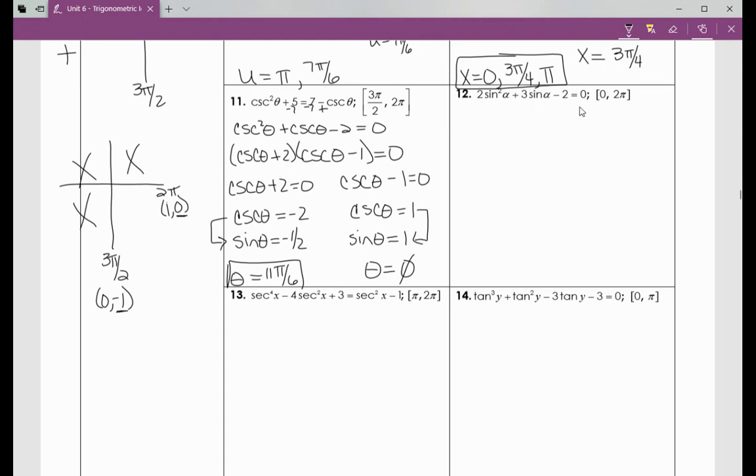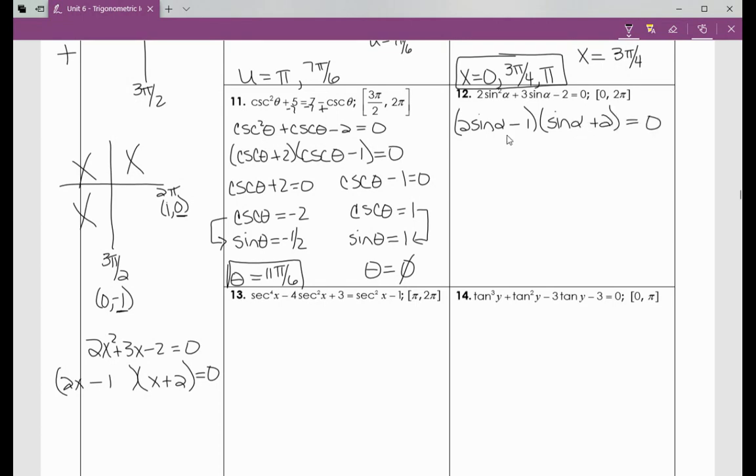So for number 12, we do have a quadratic we are going to factor. This quadratic would be the same as x squared plus 3x minus 2 equals 0. When you factor that without the trig function in it, you get 2x minus 1 and x plus 2. So I'm going to take both of these factors, and I'm going to put my sine alpha back in. It's easier for me to factor with just the variables. Take the trig function out, factor what you see, and then put the trig function back. But if you want to do it with the trig functions initially, that's fine.